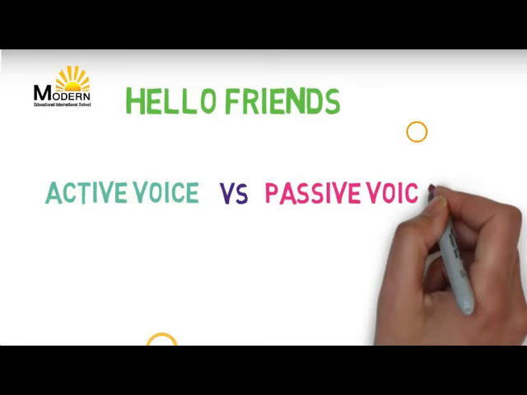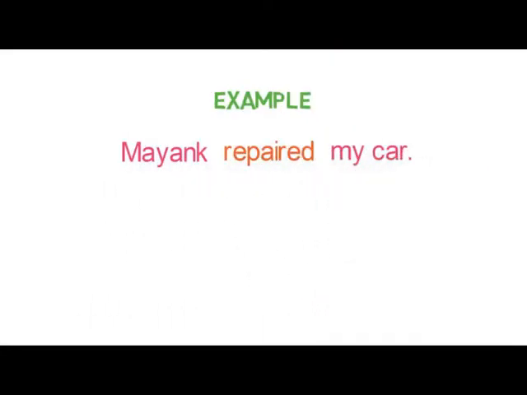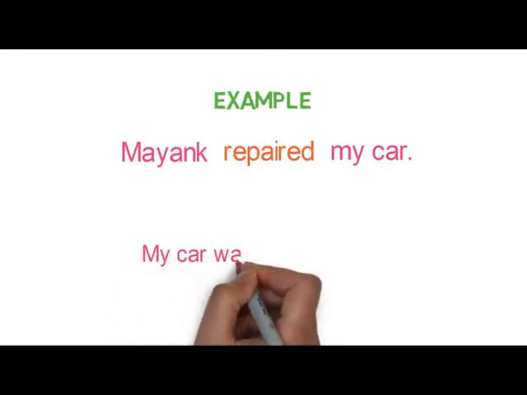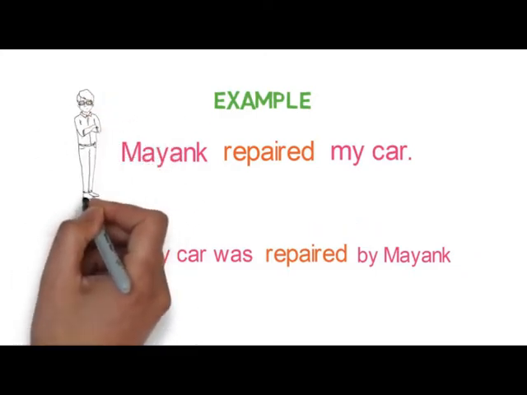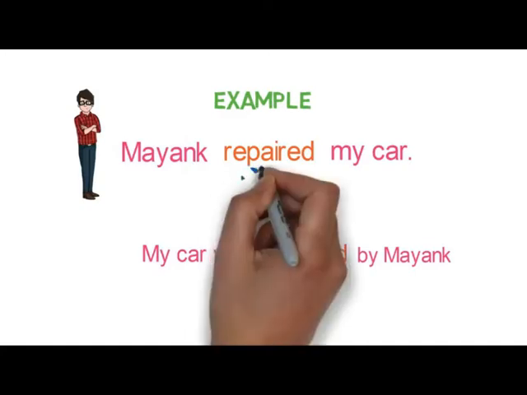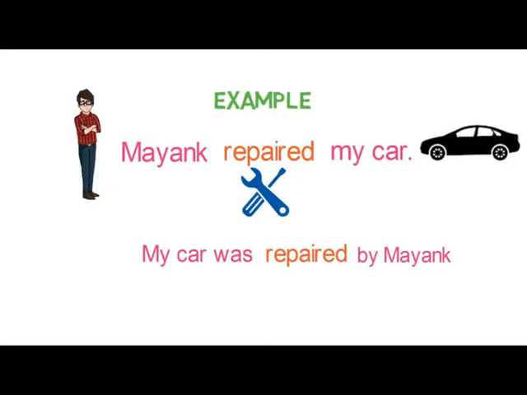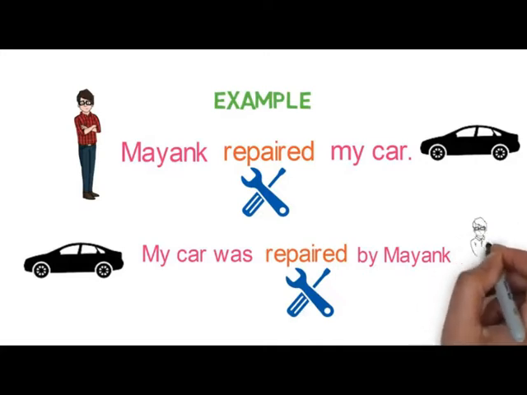Okay, let's see the example that we have. Mayank repaired my car. So here Mayank is the subject, the doer of the action. Also we have repaired is the action. My car is the object or the receiver of the action. We will change it to be passive voice, so we will start by the object, that is my car, and we will finalize by Mayank.